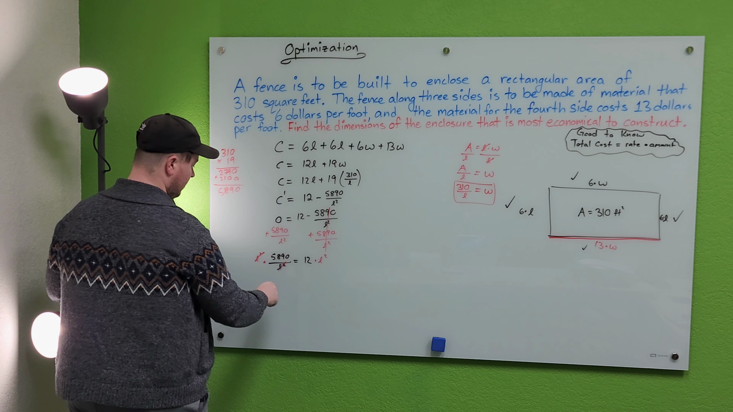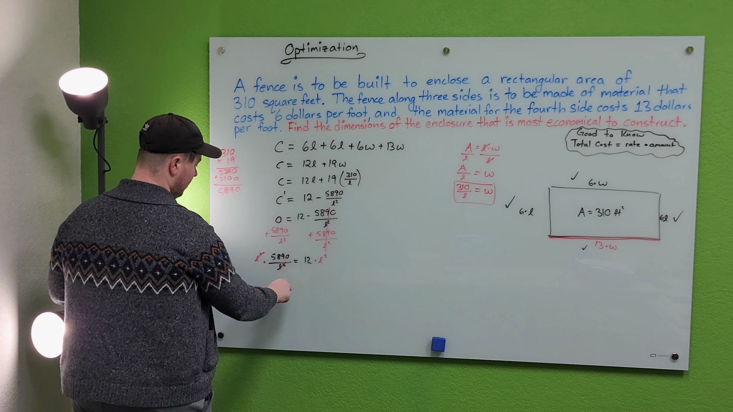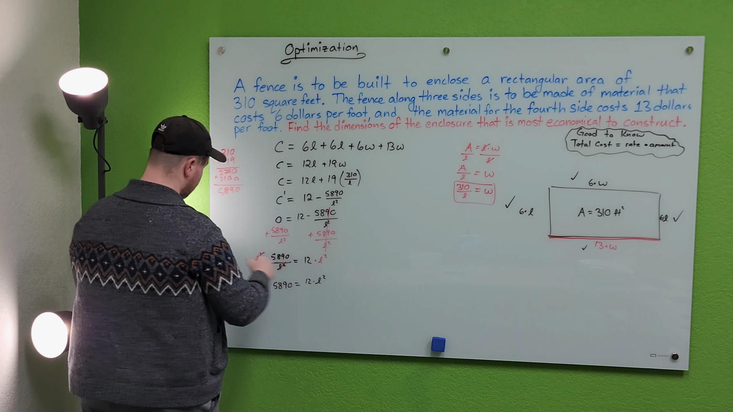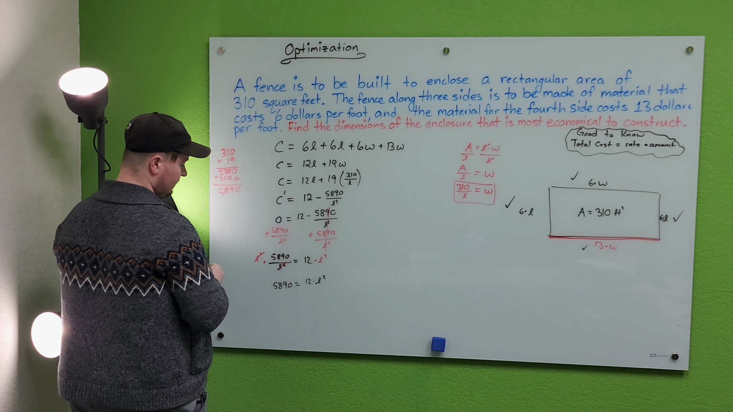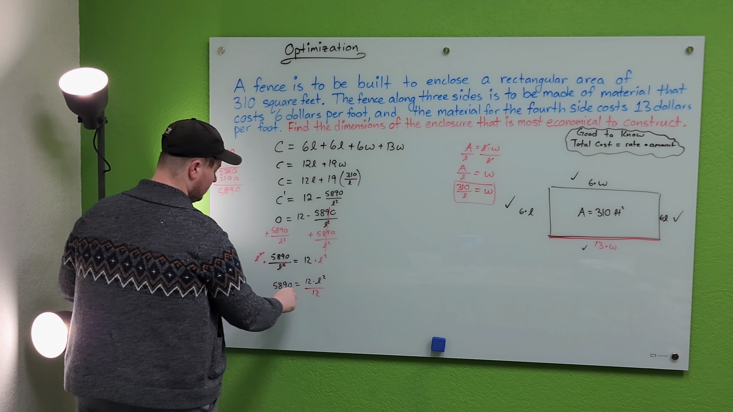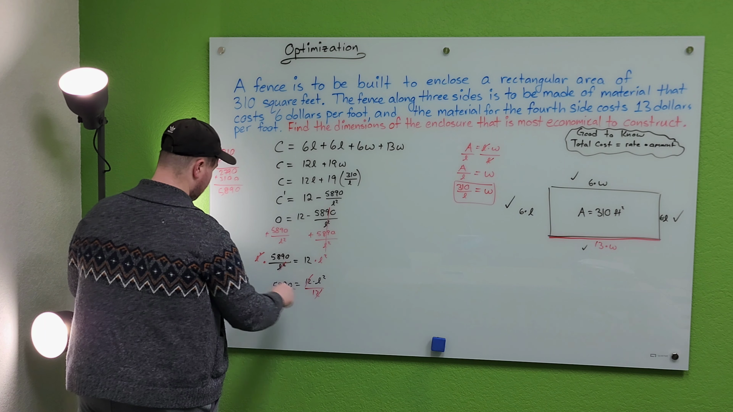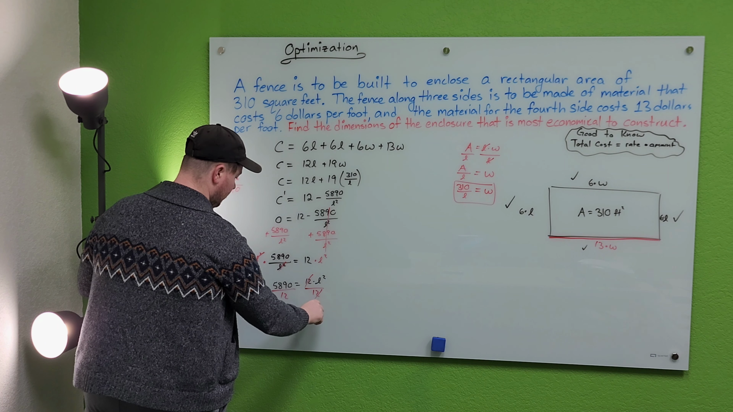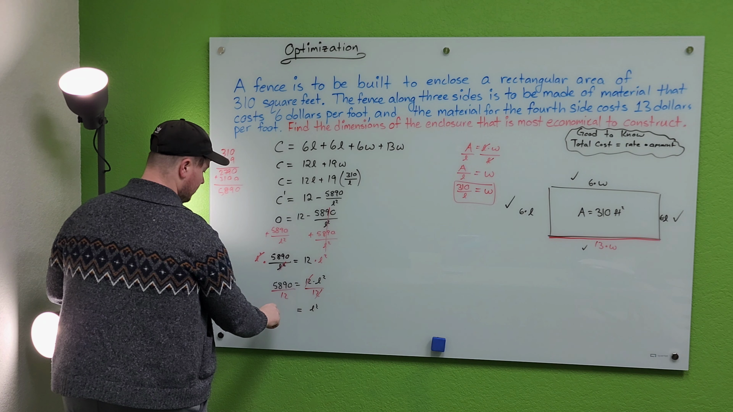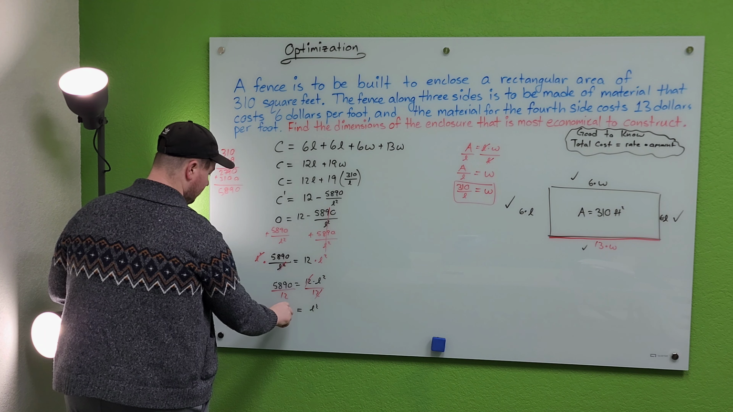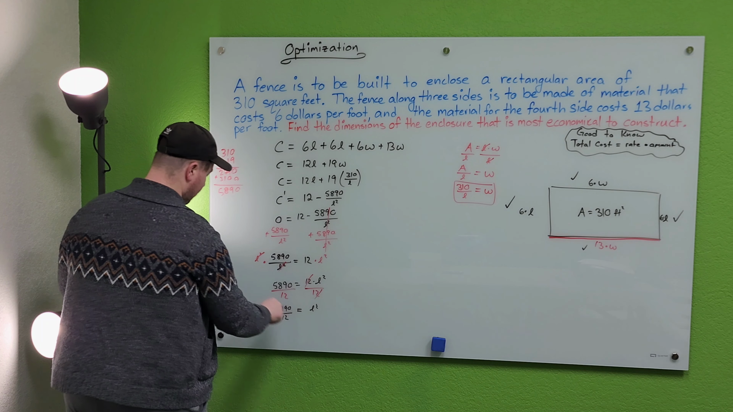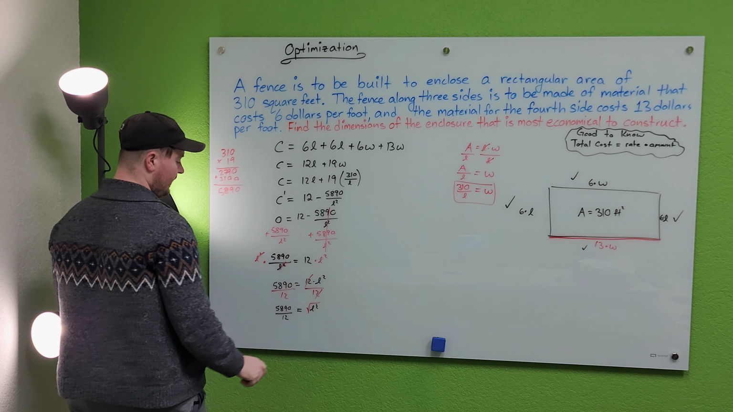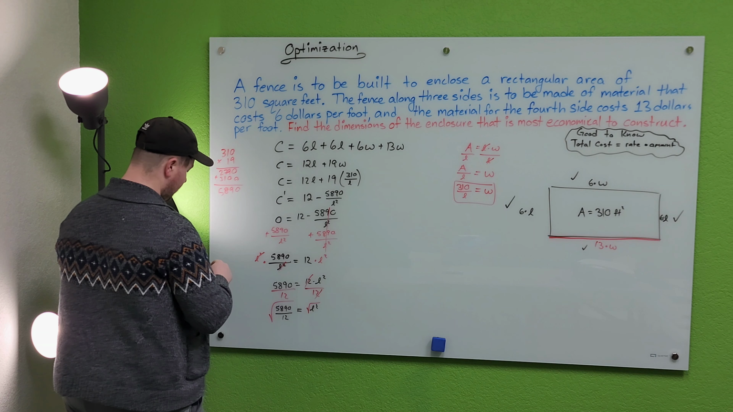We get 5,890 equals 12 times L squared. If we divide both sides by 12, we're going to get L squared equals 5,890 over 12. And the final step of the algebra is to get rid of the square by taking the square root of each side.